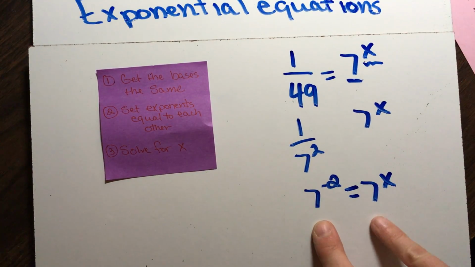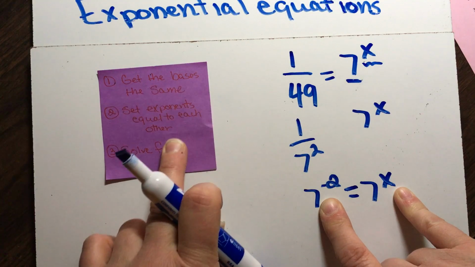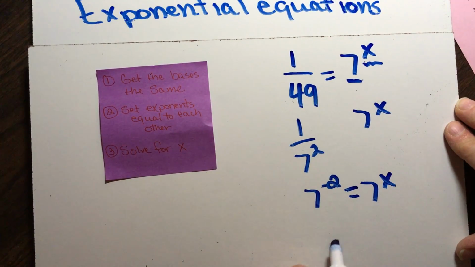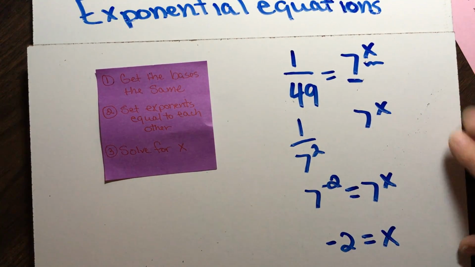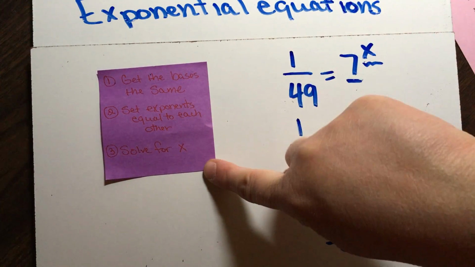Okay, so my bases are now the same. So step 2 says I can set my exponents equal to each other. In this case, I already solved for x. So I have completed all of my steps.